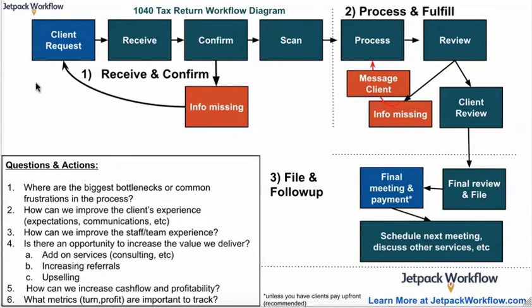I like to put this into three buckets: receive and confirm, process and fulfill, and then file and follow up. Okay, so let's look at the first bucket, receive and confirm. Obviously, there's a client request. We receive, confirm, and if there's info missing, we send it back to a client request. I always like to put these boxes in red just to identify potential bottlenecks in the process. Now, we put a pretty basic overview inside of receive and confirm.